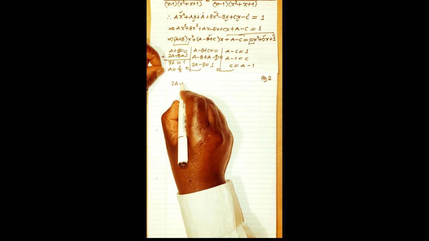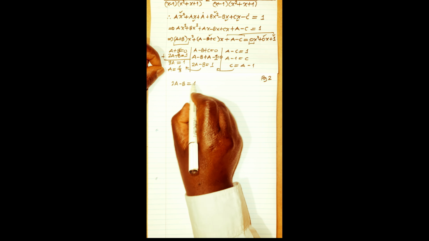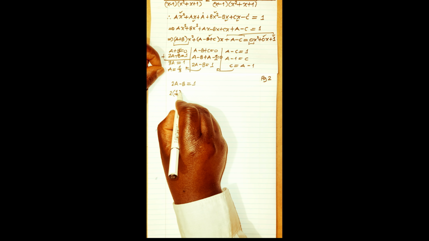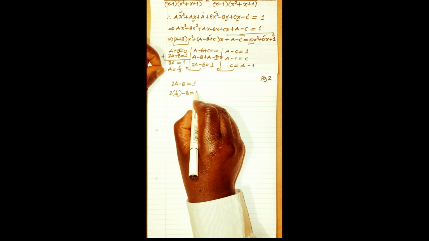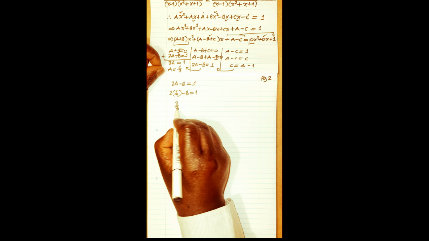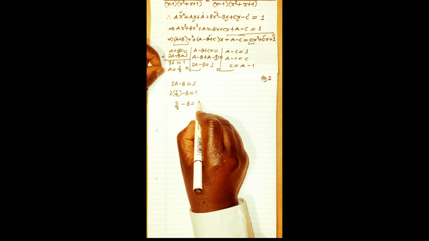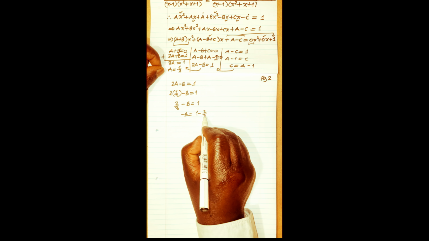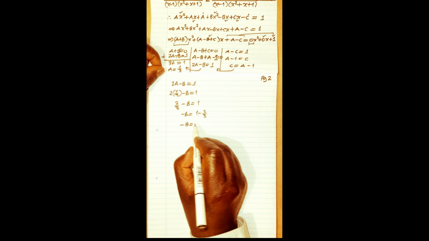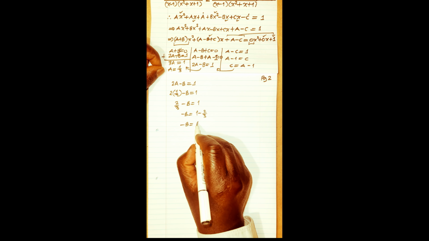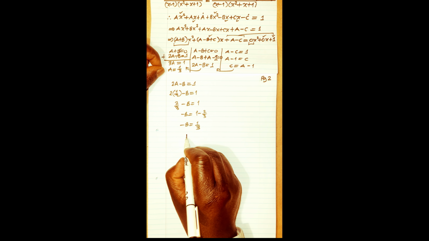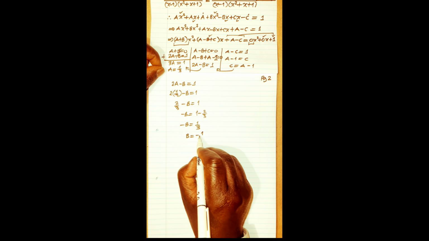2a minus b equals 1. What is a? A is a third, so 2 times 1 over 3 minus b equals 1. This is 2/3 minus b equals 1. Minus b equals 1 minus 2/3. If you check, this is just 1/3 basically. And multiply by minus 1 both sides, b will be equal to minus 1 over 3.